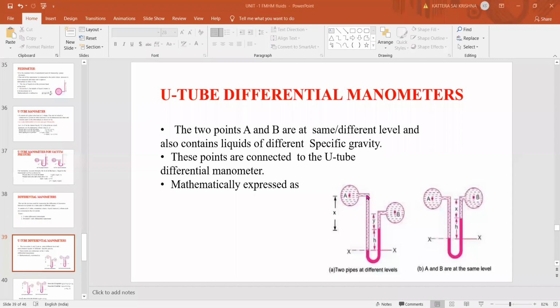So what is the height here? Can anyone tell? How much height above XX? What is this height? X plus H. Yes. So here he has given one more value, X. So up to here it is X and this is H, so the total value is X plus H here. So the pressure because of this head is rho g (X plus H), since the total height is X plus H.